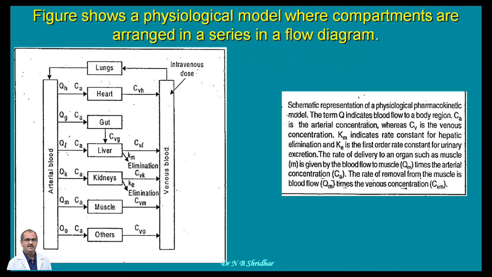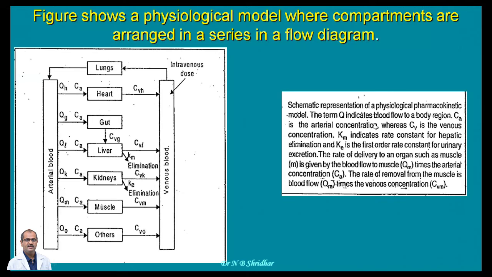So here you can see that many of the examples are given. Usually the arterial blood and venous blood are there, and usually whenever the drug is administered through the intravenous route, then there will be equilibration between the QH, then QG.